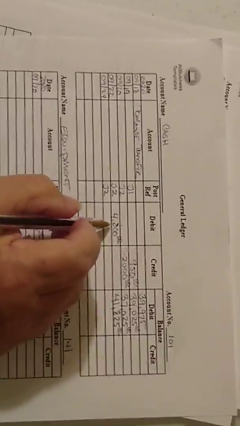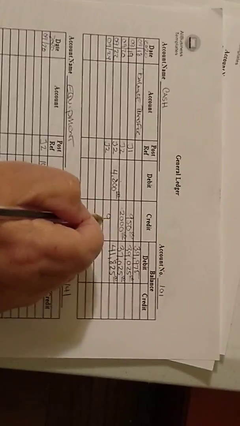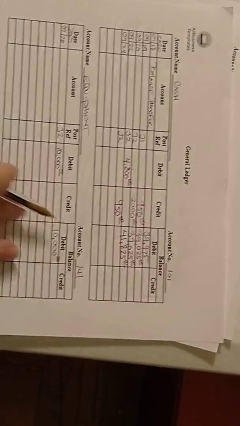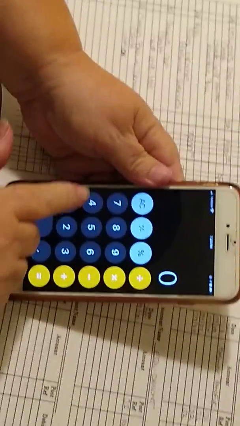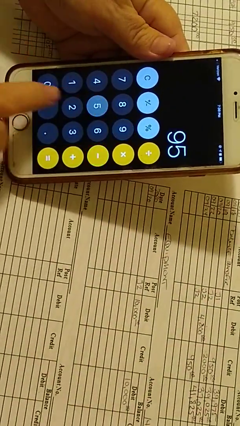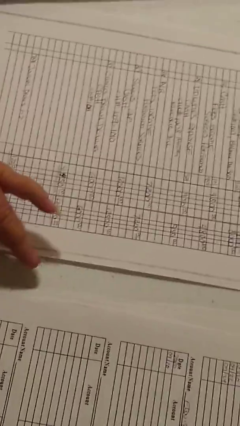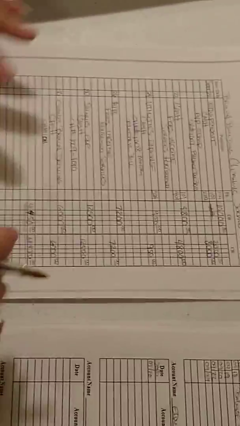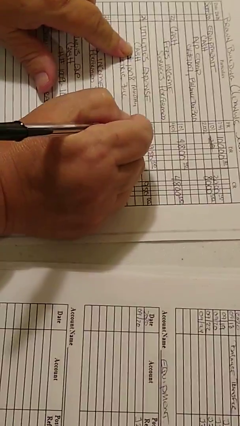Journal 2. Decreased our cash. We decrease it by crediting it. So 950. And then we subtract it from our balance. So 41,825 minus 950 equals 40,875. Okay, go back over here to cash. Put the account number 101.